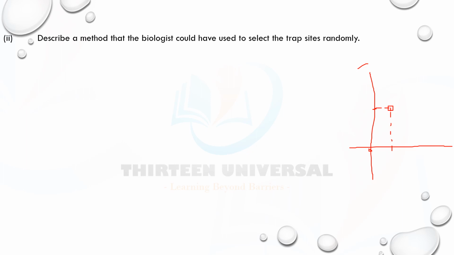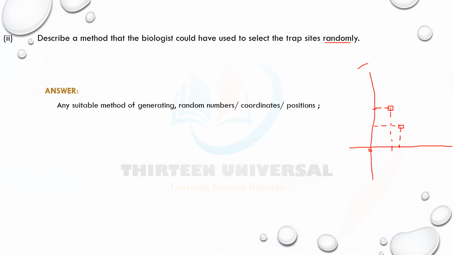We use the same thing for dropping a quadrat, because it is random sampling. You can also use the same random number generator. It can give you two other coordinates. Maybe one is here, you trace the vertical one, and the other one is here. You measure it with your line or ruler, and then drop the trap here randomly. Look at it: a suitable method of generating random numbers. I can use an app, coordinate position, use the number generated as coordinates, grid reference, to locate each trap site. That is it, guys.